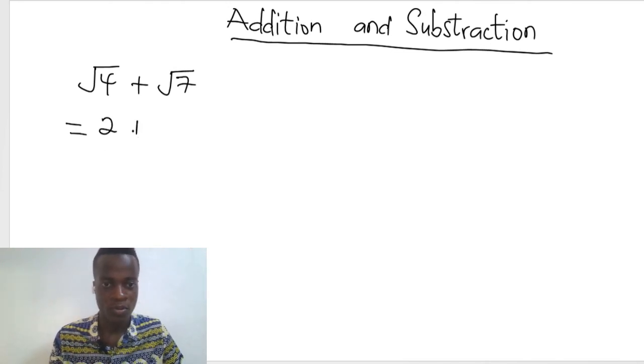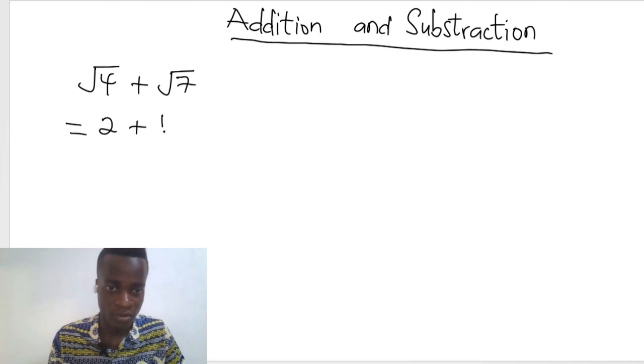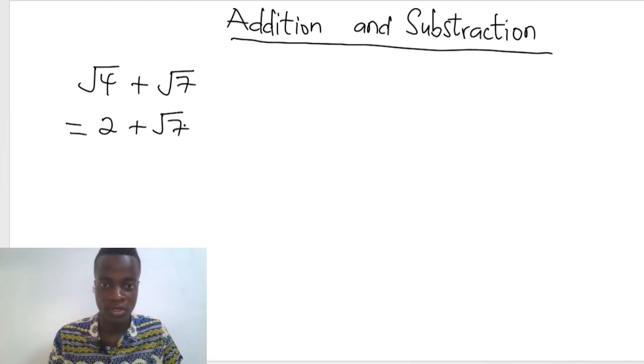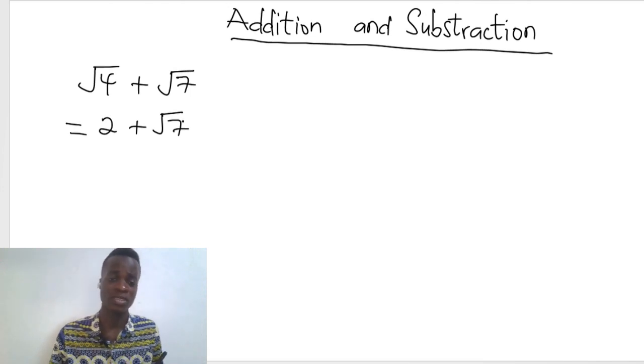You got 2 plus square root of 7. Square root of 7 on the calculator is still square root of 7. If you watched the previous video, you know that 7 is a prime number, so there's no way to reduce it further. If you cannot reduce it, it still remains under the square root, which is what we have. So this is what we have for this question.